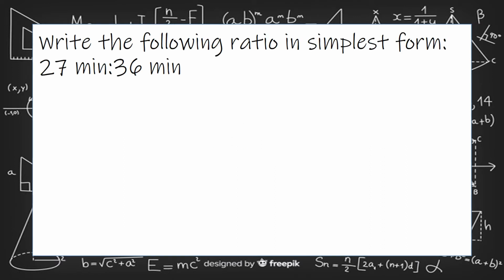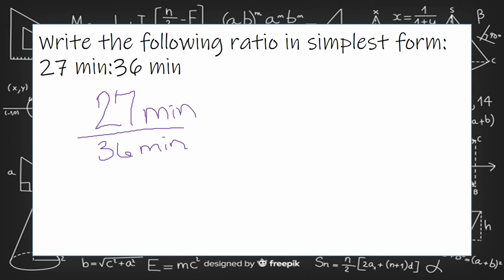Write the following ratio in simplest form: 27 minutes over 36 minutes. So what we're going to do here is put the first thing I mentioned, 27 minutes, over 36 minutes.